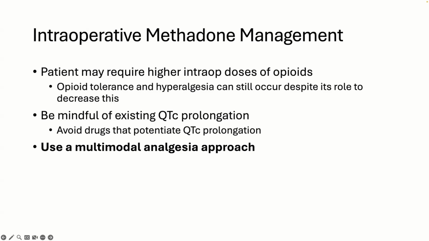Finally, and probably one of the most important points that you'll see throughout this presentation, is that we want to maximize multimodal analgesia. Relying solely on opiates for these patients is rarely effective and often will lead to escalating doses without good pain control. So incorporating regional anesthesia whenever appropriate, neuraxial techniques, as well as non-opioid adjuncts, can significantly improve the analgesia and reduce opioid requirements.